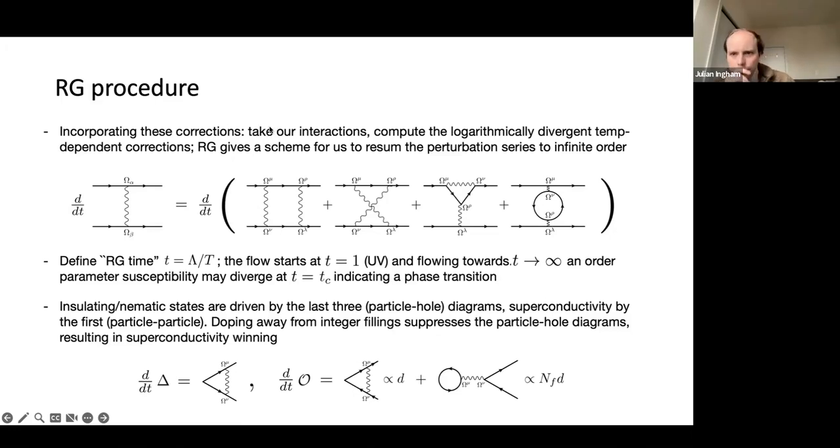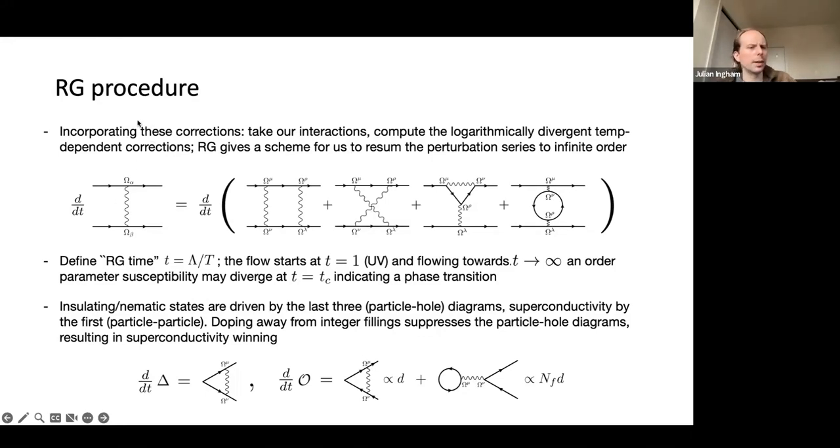Now, well, maybe there are 3 punchlines in this talk. The key point is that this diagram on the left here, this particle-particle diagram, is logarithmically divergent in general, just in ordinary Fermi liquid theory. This is called the Cooper diagram.